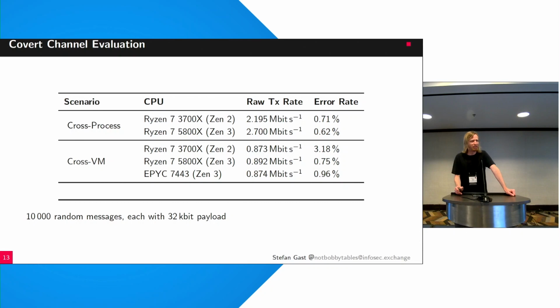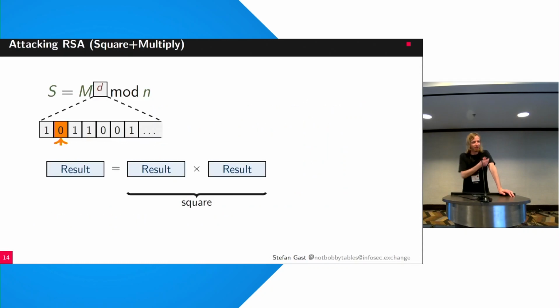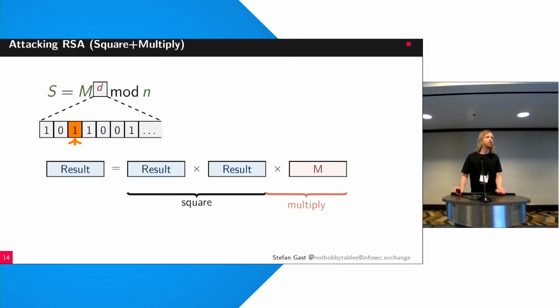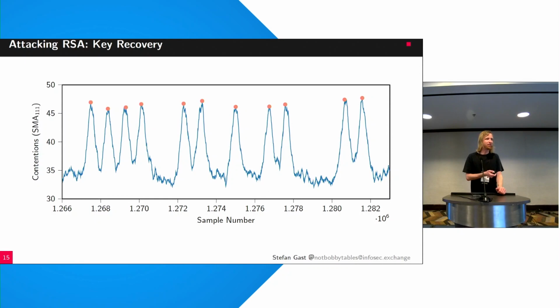And cross-VM, we have to reduce the transfer rate a little bit, because we have more noise from the hypervisor and stuff like that. It also works with SEV enabled, and we can attack RSA with that, the square and multiply, because if we multiply for a 1 in the exponent, then we have more multiplications that we can observe. We can recover the key with that.